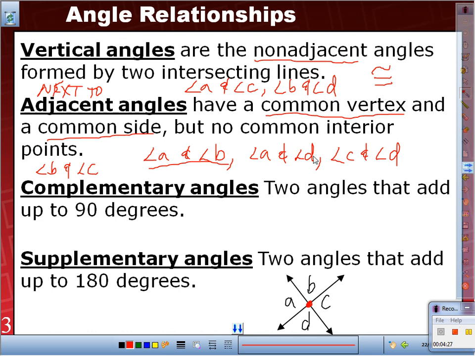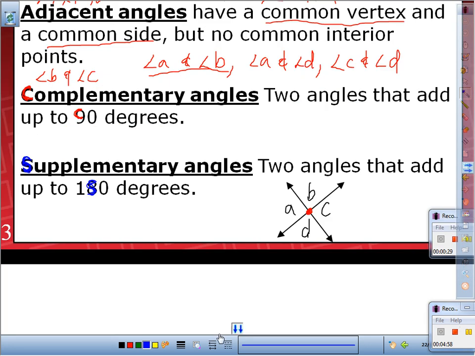Everybody understand? All right. From there, complementary angles are two angles that add up to 90 degrees, and I did a check mark for the C here, and then I did a C here. Does everybody see what I'm talking about? And two angles that are supplementary, I did the S here, and I did the S here. Did you guys see it? I said two angles that are supplementary add up to 180 degrees.